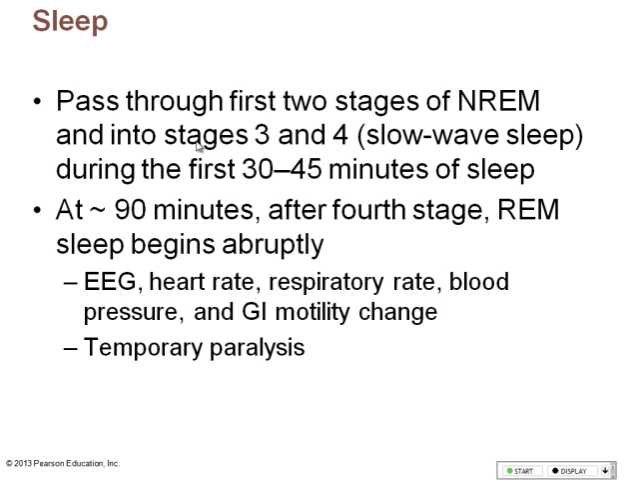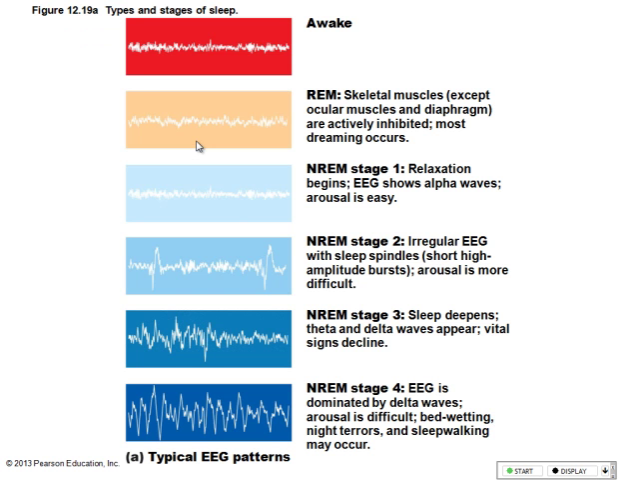All right, so at 90 minutes after the fourth stage, REM sleep begins. Rapid eye movement, and EEG, heart rate, respiratory rate, blood pressure, and GI motility all will change. You might even be in what we call temporary paralysis. It's way more difficult for you to respond to that dog on your chest or that kid whacking you in the head telling you to wake up. It's hard for you to do it when you're in that stage.